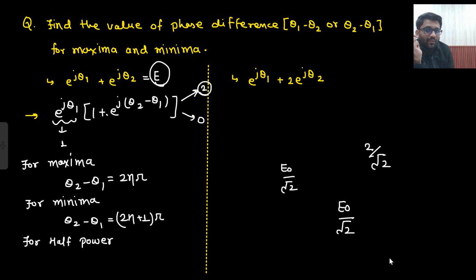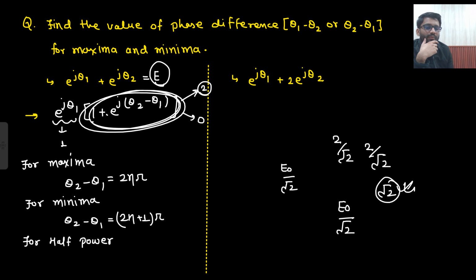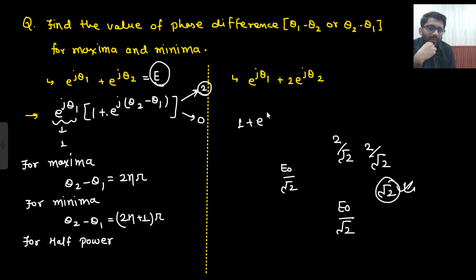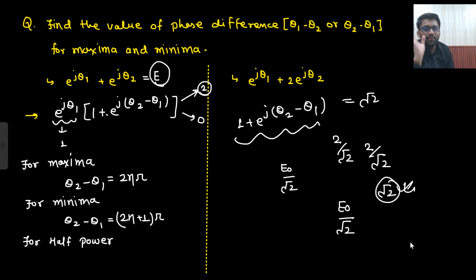So here what is the maximum value? That is 2 divided by under root 2. So what do you require? Under root 2. So when will this expression get under root 2? The expression is 1 plus e to the power j (theta 2 minus theta 1). So the magnitude of this expression, you need that to be equal to under root 2. Why under root 2? You understood, no? Half power means the power should be half. And if this is the expression of electric field, that means maximum value is 2. So electric field should be 1 by under root 2 times the maximum value. So that should be under root 2.